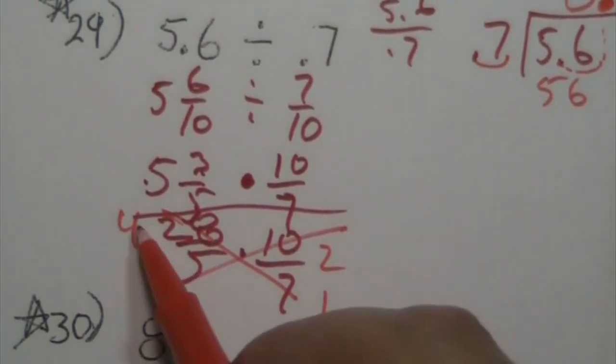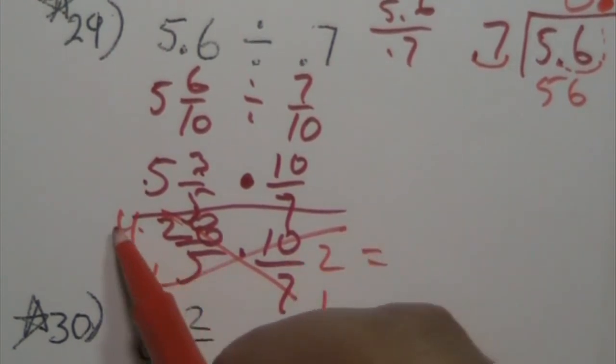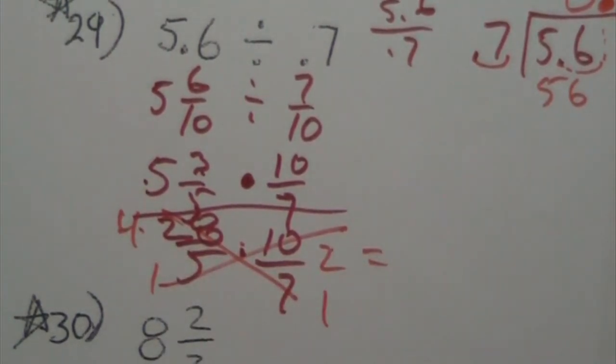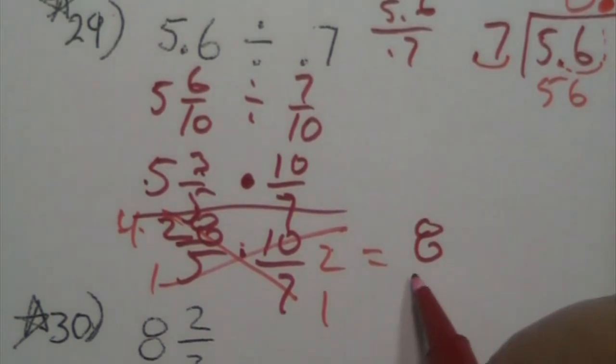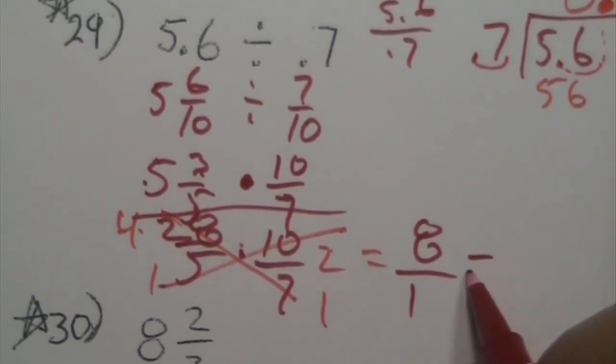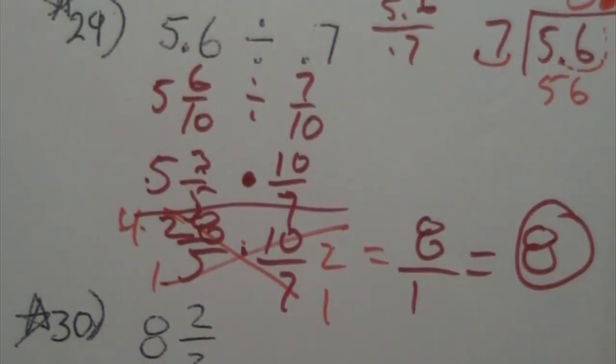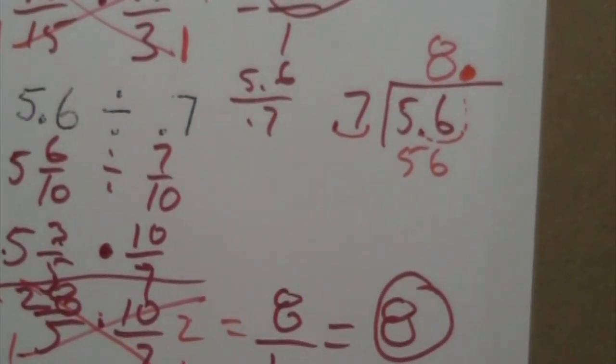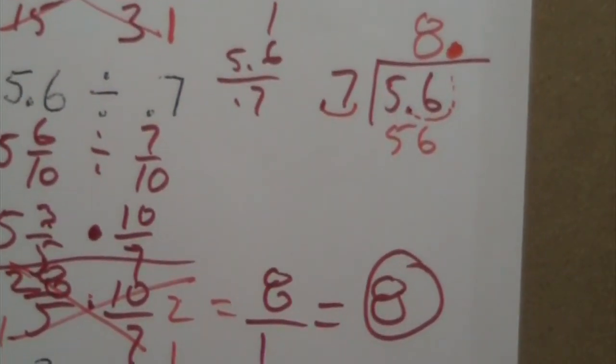So you have on top 4 times 2. 4 times 2 is 8. And on the bottom, 1 times 1. So the answer is 8. So you could choose either method. It's fine. Whichever one works for you.